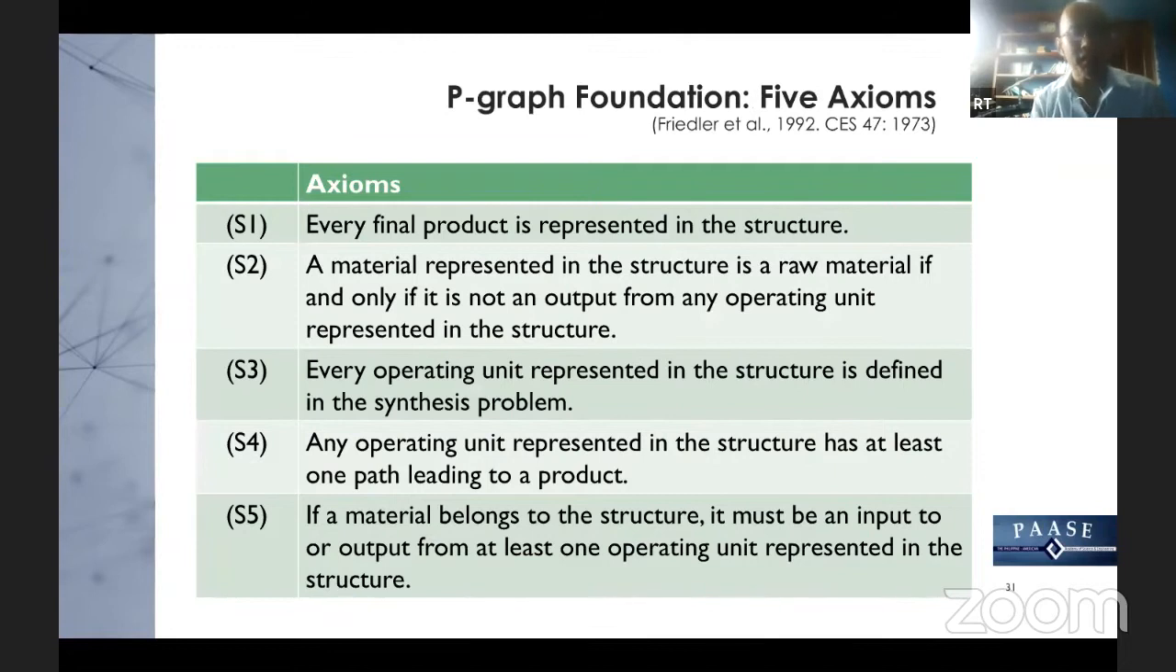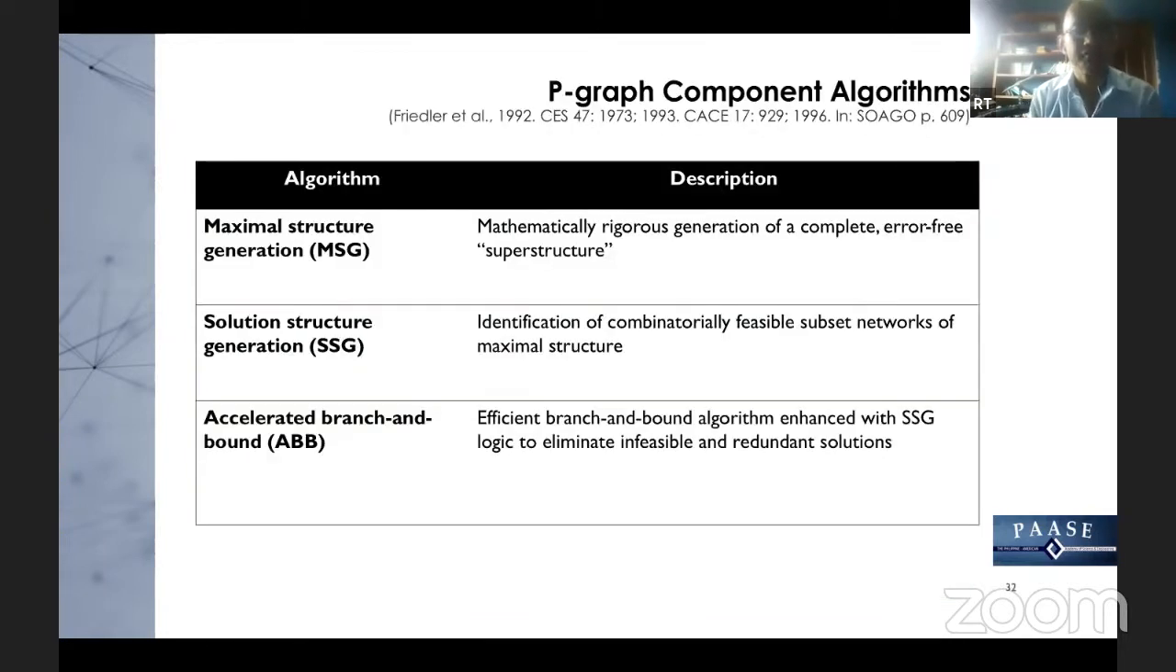Now, PGraph methodology is based on 5 axioms, which are shown on screen. I won't read through all of them, but as mathematical axioms should be, these are self-evident statements that provide the basis for the rigorous generation of algorithms for process network synthesis, which is the assembly of a schematic for your process plan. Next slide, please.